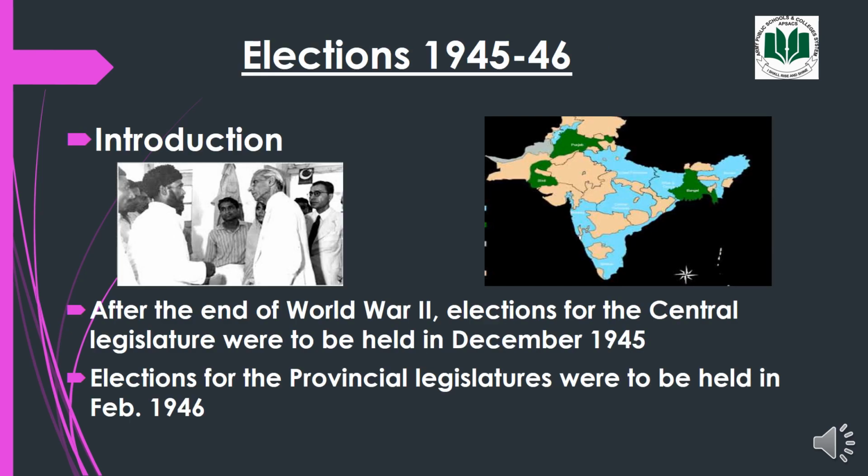Dear students, after the failure of the Simla Conference, the schedule for the general elections was announced. So here, the next topic is the elections of 1945-46. After the end of World War II, in August 1945, the elections for the Central Legislature were to be held in December 1945. Likewise, the elections for the provincial legislatures were to be held in February 1946.